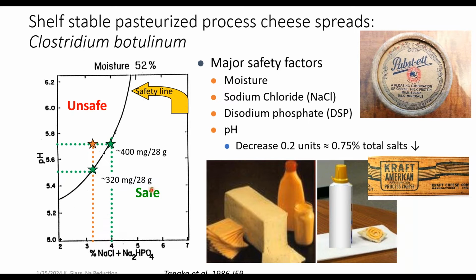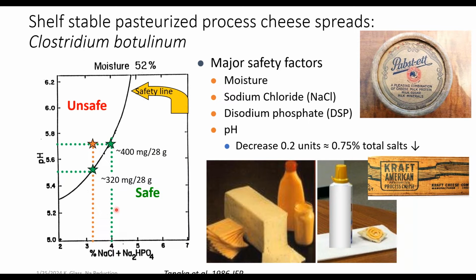Now, this figure shows an example from a predictive model that was developed in the 1980s. Formulations to the right of the curve are rendered safe by virtue of the salt content and the pH. For a cheese spread with 52% moisture and a pH of 5.7, a combination of 4% salt is required to land on the safe side of the curve and make it a shelf-stable product. This formulation results in a calculated sodium content of about 400 milligrams per serving.